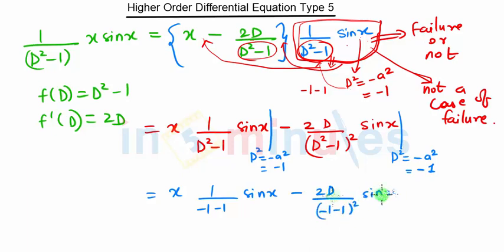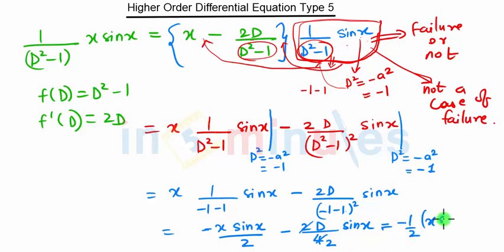We will get x upon 1 minus 1 sin x minus 2d minus 1 the whole square into sin x. So this will become minus x sin x upon 2 and minus 2d upon minus 1 and minus 1, which will become minus 2, and the square of minus 2 is 4, into sin x. So the 2 ones are 2 and 2 twos are 4. I can take minus half common, so I will get minus half x sin x and d into sin x. D represents derivative, and derivative of sin x is nothing but cos x, plus cos x. So this is the solution of this part.